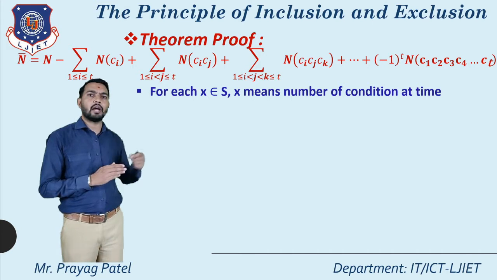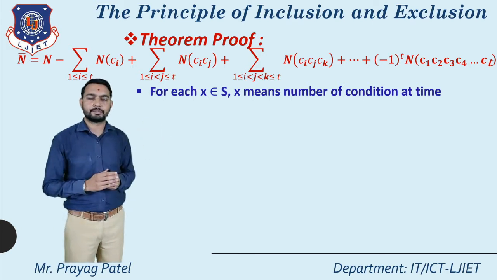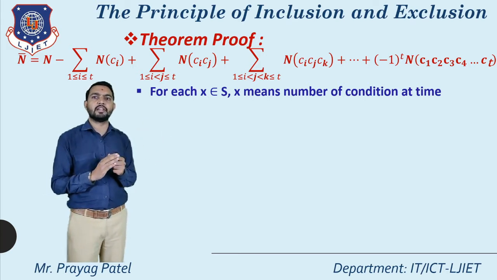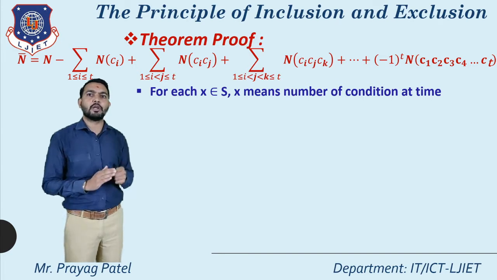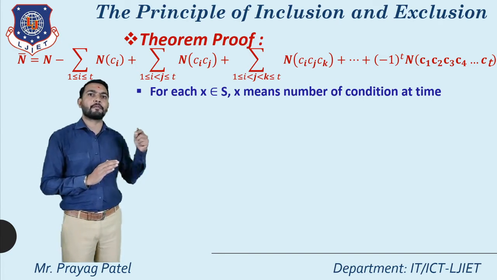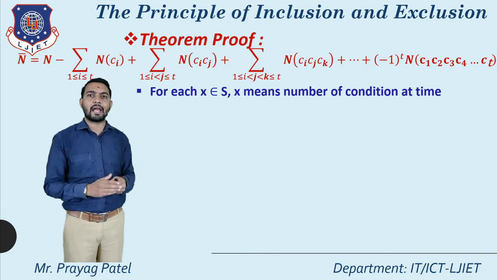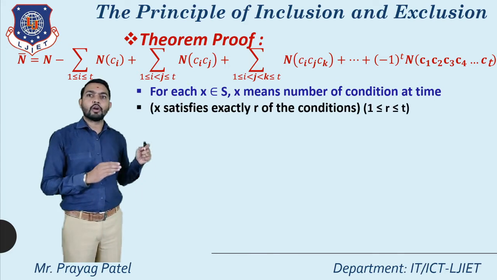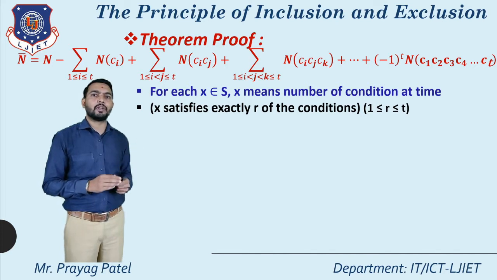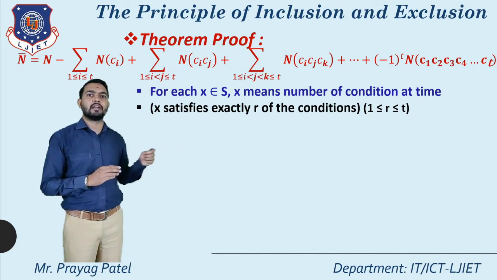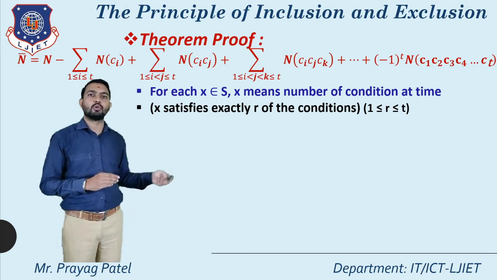Now here is some proof for this theorem. Here we consider some conditions for each x belonging to S. Here x means the number of conditions satisfied at a time. So how many conditions are satisfied at a time is called x. So if x satisfies exactly r of the conditions, then we can say that 1 ≤ r ≤ t.